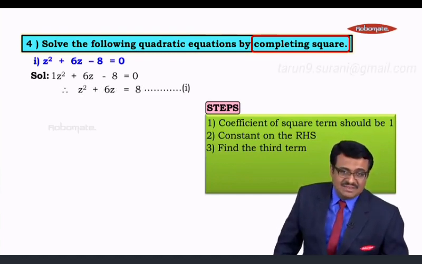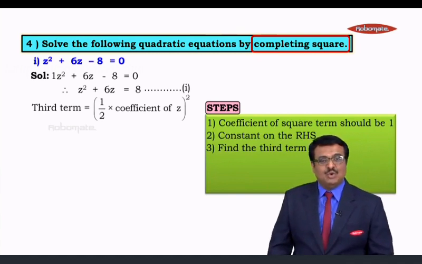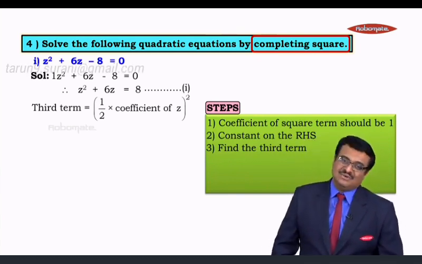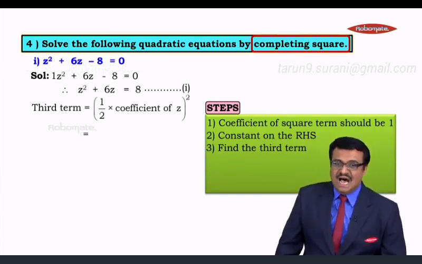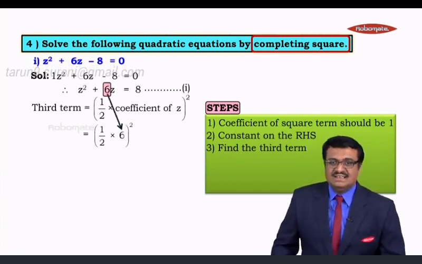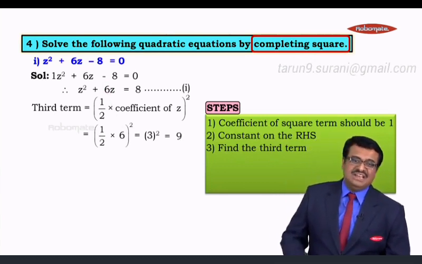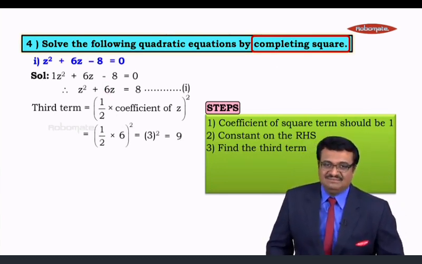Finding the third term is the third step, and the third term is given by the formula half into coefficient of z, the whole square, right? Which is nothing but half into the coefficient of z. What is the coefficient of z? 6, the whole square. Now 2 1s are 2, 3s are 6. So you get 3 square, and 3 square is nothing but 9.